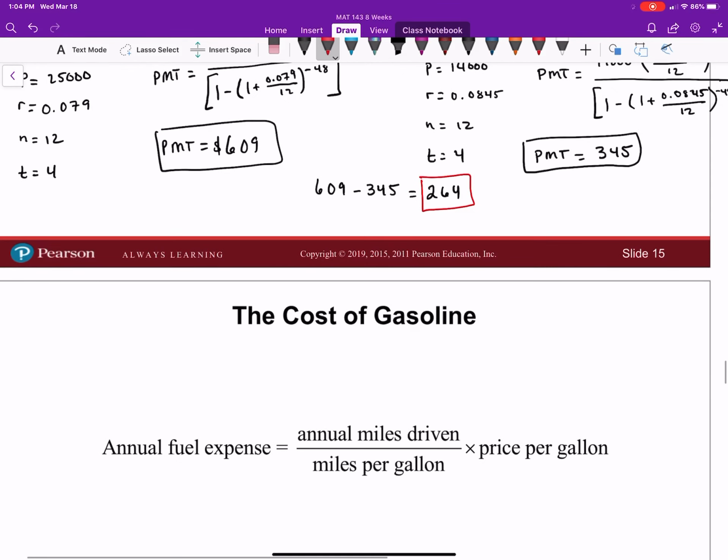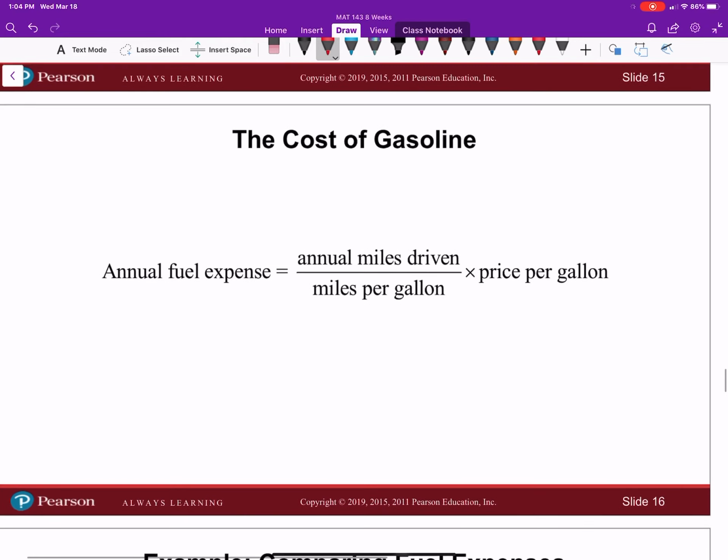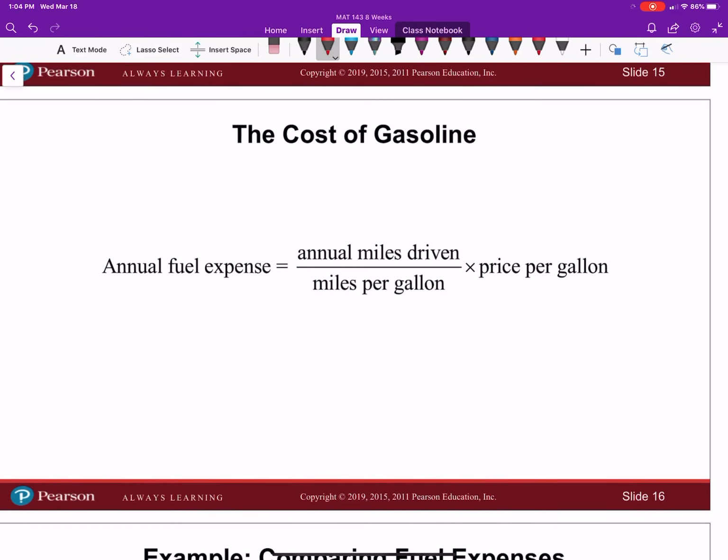All righty. So now let's look at cost of gasoline. So annual fuel expense is equal to the annual miles driven over the miles per gallon times the price per gallon. So when we look at this, we're just looking at the annual fuel expense. How much do you spend in gas per year?